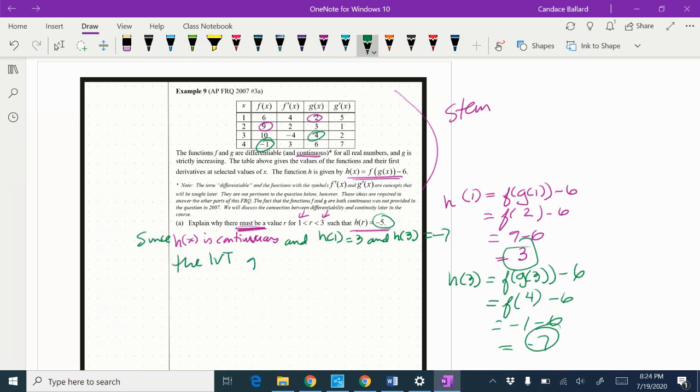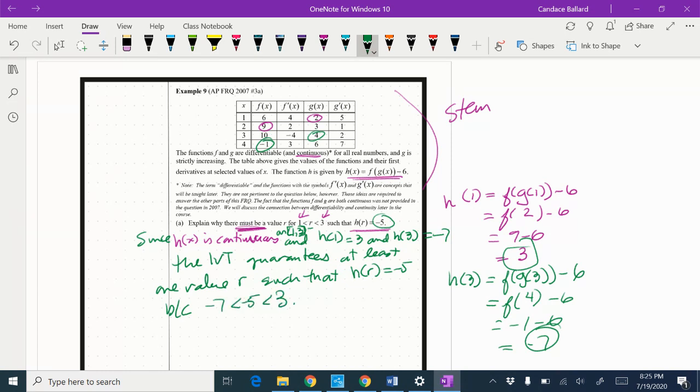The IVT guarantees at least one value, I'm putting this in the context of the problem, r, such that h of r equals -5. It's continuous, I missed the interval, so on 1 to 3. Should probably make it closed. Such that h of r, because, and then we want to put -7 is less than -5 is less than 3. And that concludes the lesson for the day.